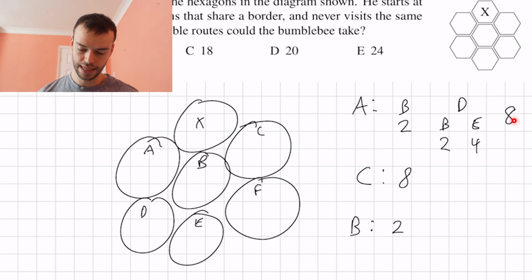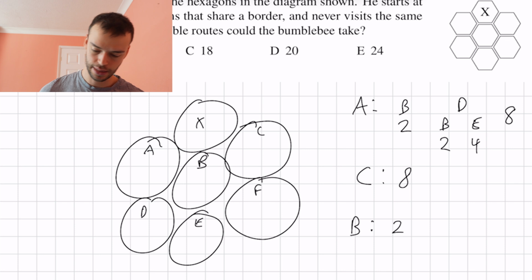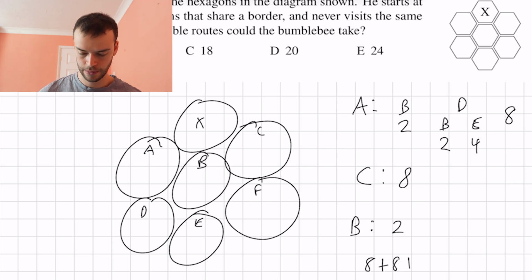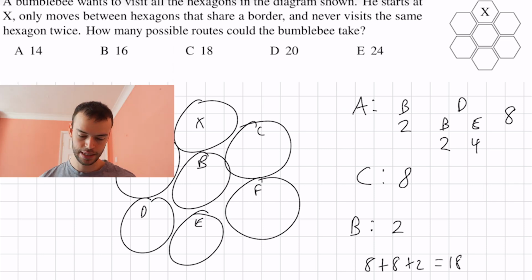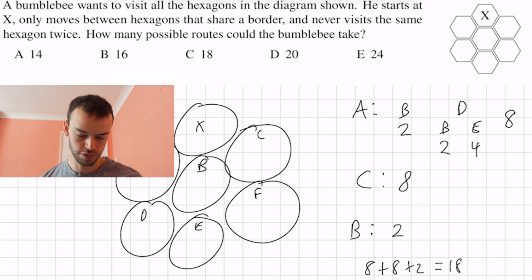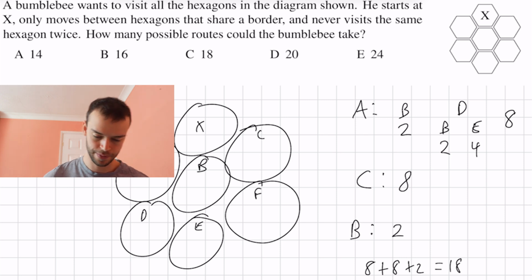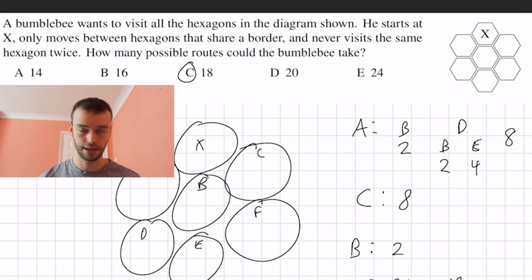So now let's add 8 plus 8 plus 2. That gets me 18. And that is the total number of possible routes the bumblebee can take. So our answer is C, and we're done with the question.